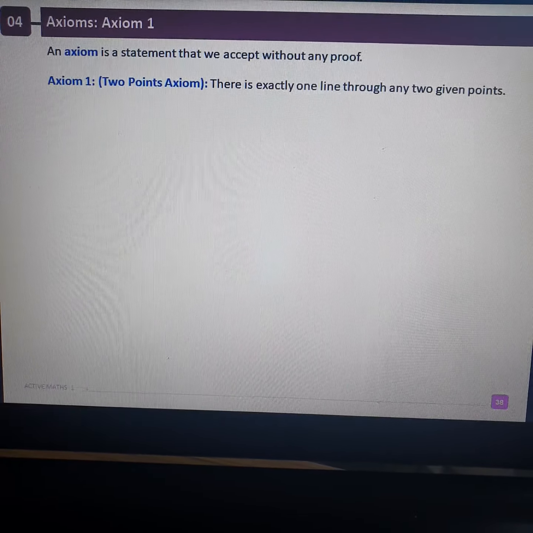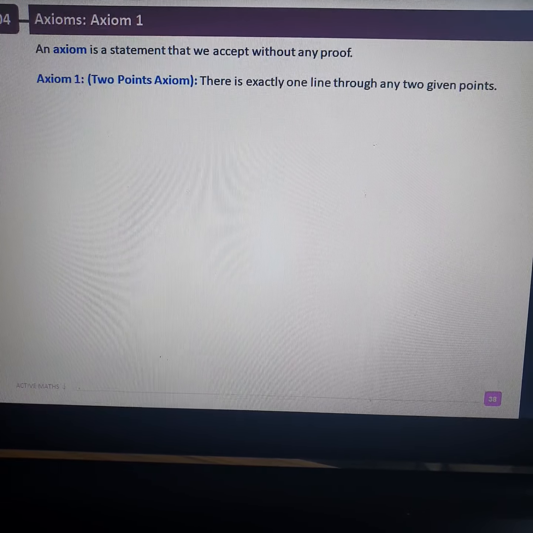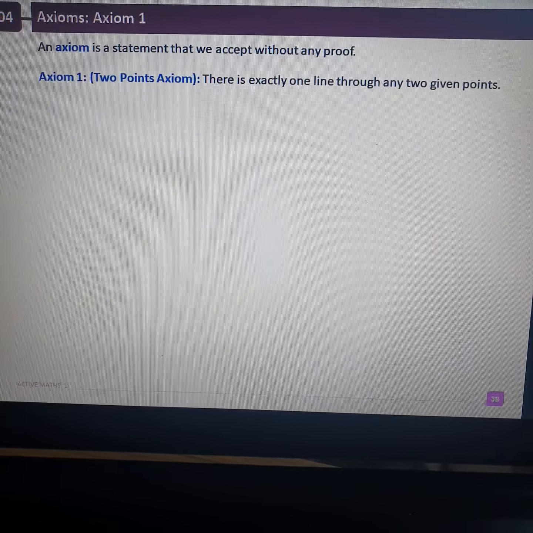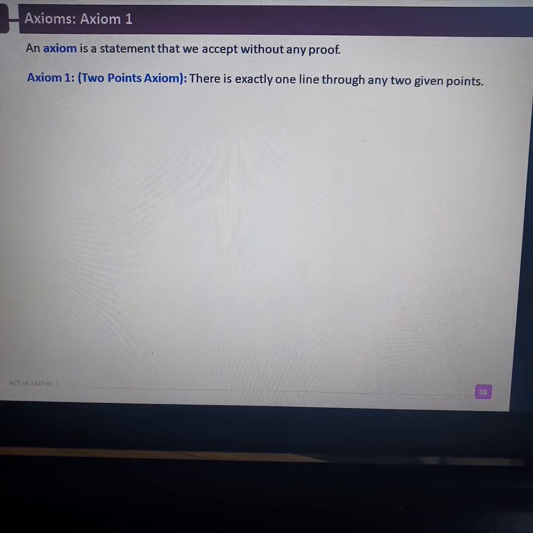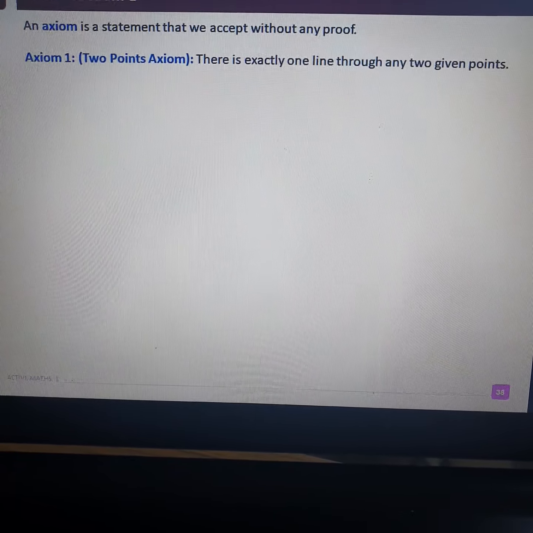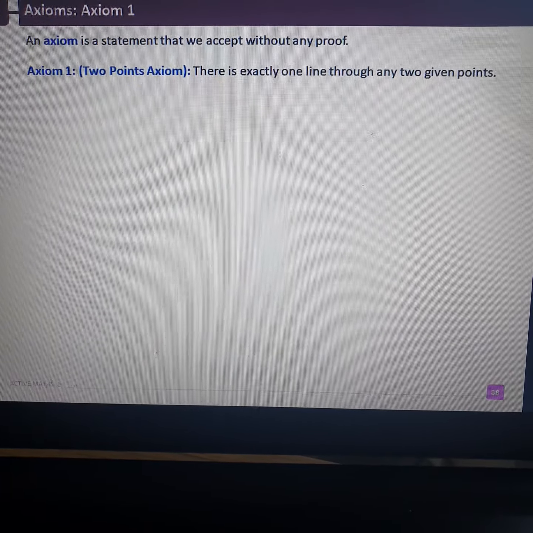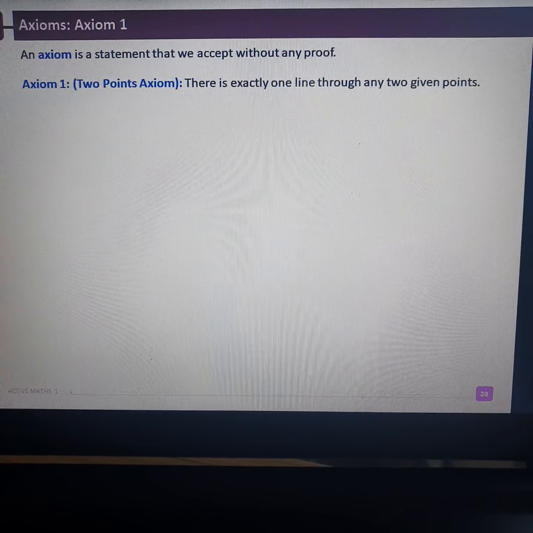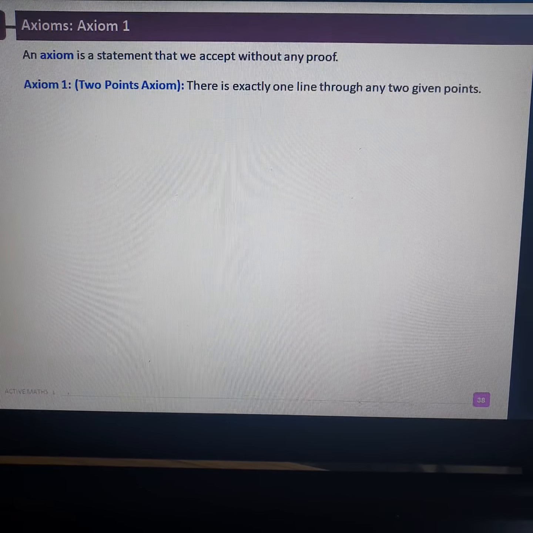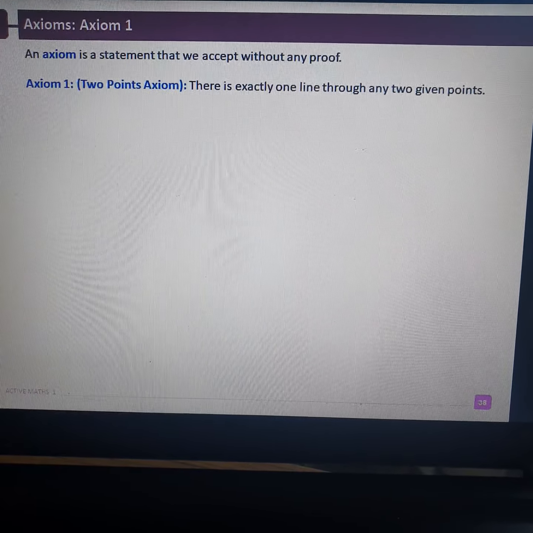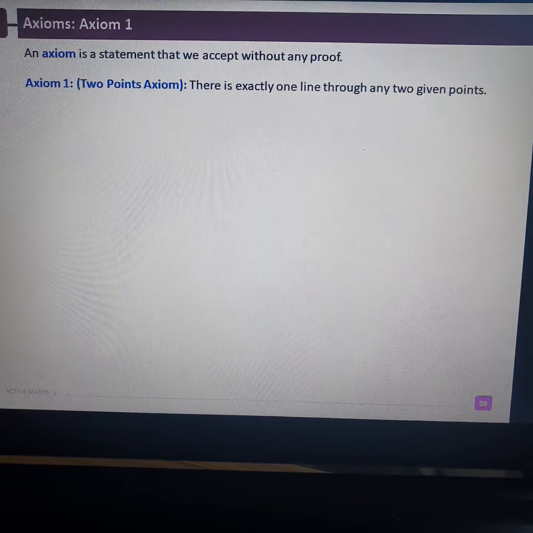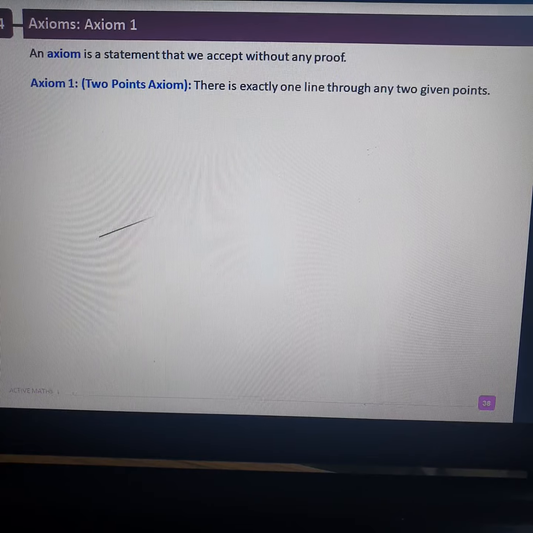So axiom 1, and you need to take down all 4 of these, okay? Axiom 1 is called the 2 points axiom. It is the statement that there is exactly 1 line through any 2 given points. In reality, you can't draw a line through 1 point. It has to have at least 2 points. So there's exactly 1 line through any 2 given points.